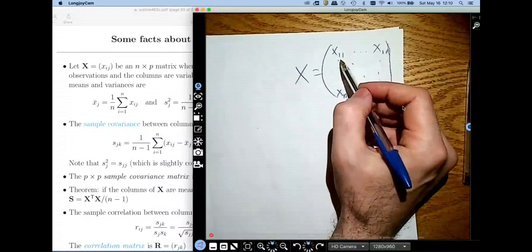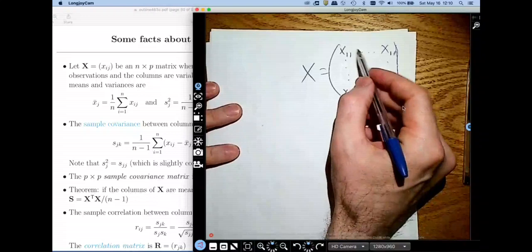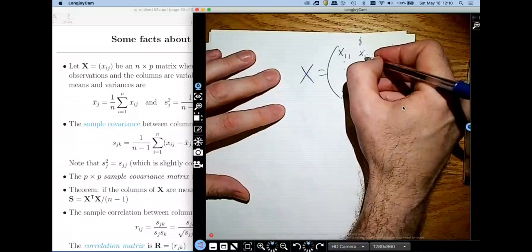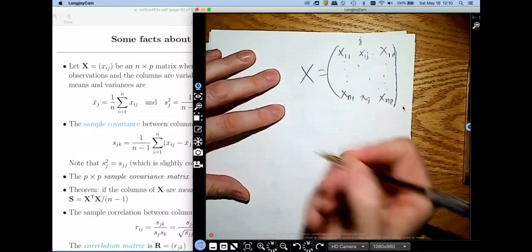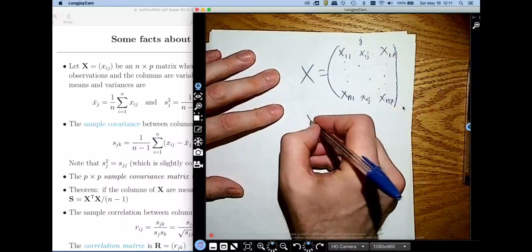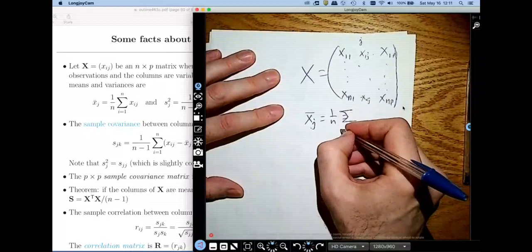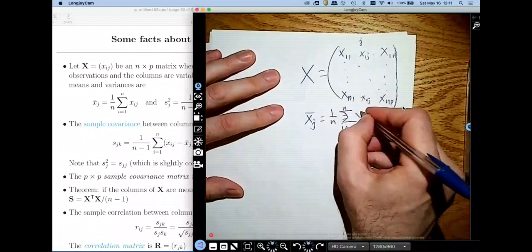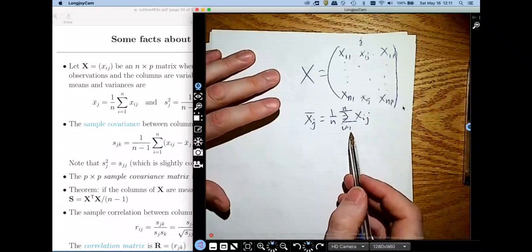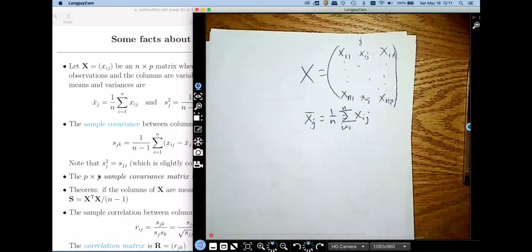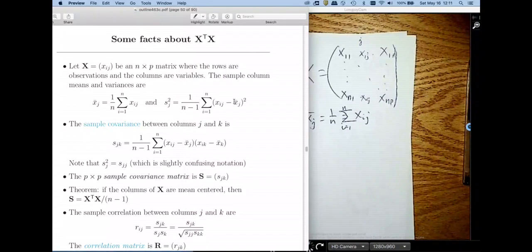So x bar j is going to be the column mean. So if this is column j, so this would be x_1j through x_nj, we can find the mean of that column. So we just call that x bar j, 1 over n sum i equals 1 to n of x_ij. So in other words, that's a lot of fancy math language for add up these values, divide by n. Then the next thing we would have learned back in basic stats is, well, what's the variance of that column? Are all these values about the same, or do they vary a lot?